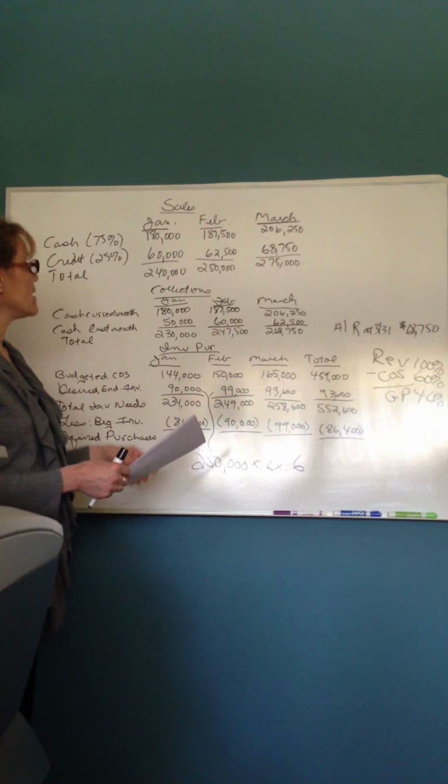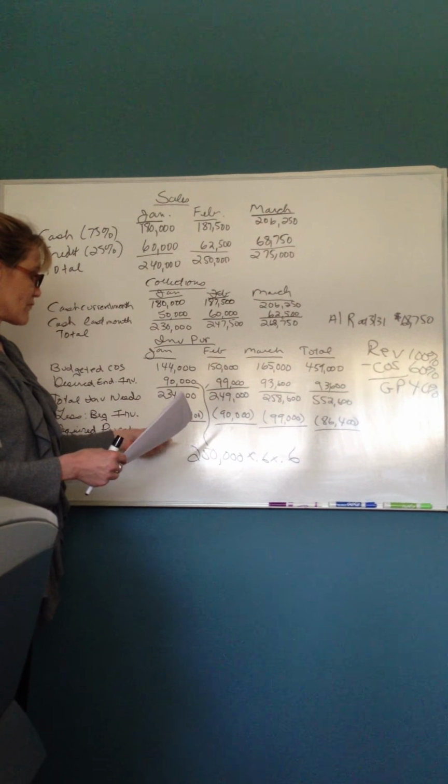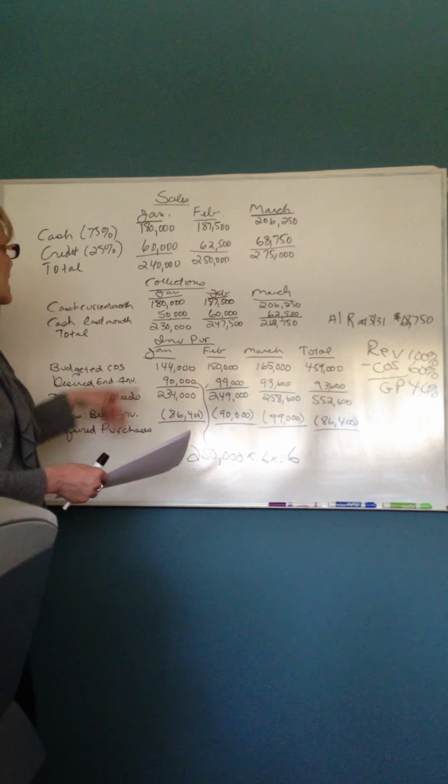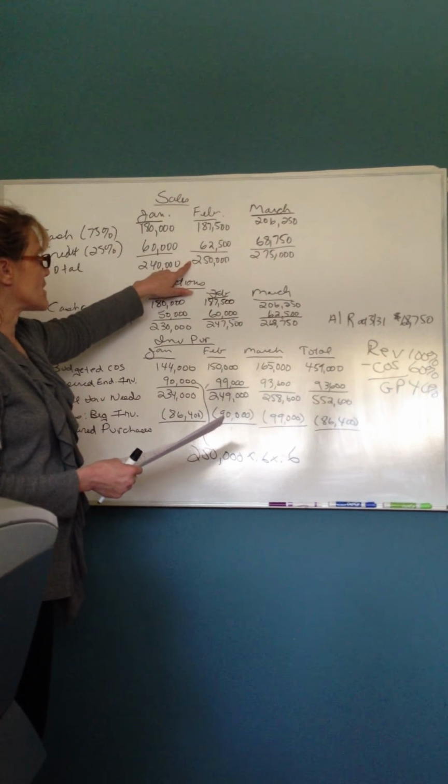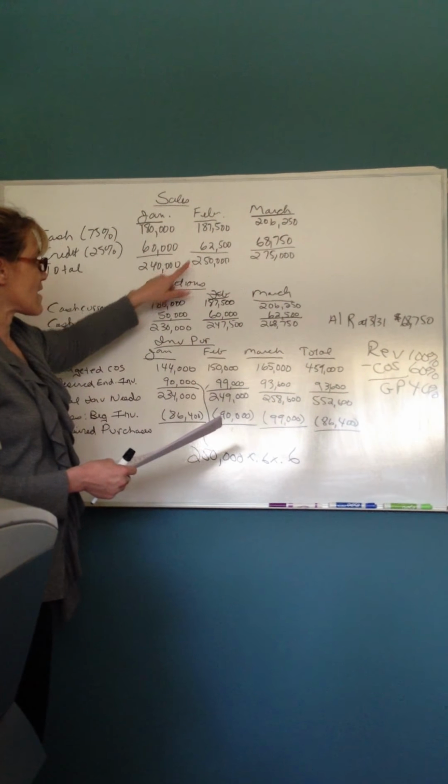So they would have looked at 240,000 times 60% times 60%. Either way, you'll get the same figure. And the purchase totals are given. So the purchase total here is 147.6. Okay, February, we're going to take our 250,000, multiply it by 60%, and we get 150,000.